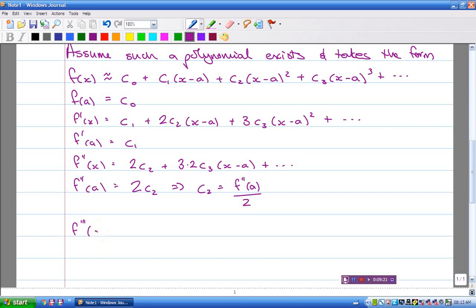The third derivative with respect to x is going to be 6c3, not multiplied by x minus a, plus dot dot dot, and of course the other terms after that, they still have x minus a's in them. So when I plug in a, I'm only left with the 6c3, which implies that c3 is equal to f triple dash of a over 6. And if you remember where that 6 came from, it was a 3 times a 2.